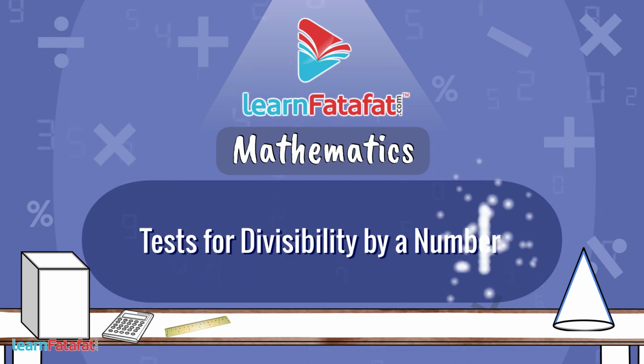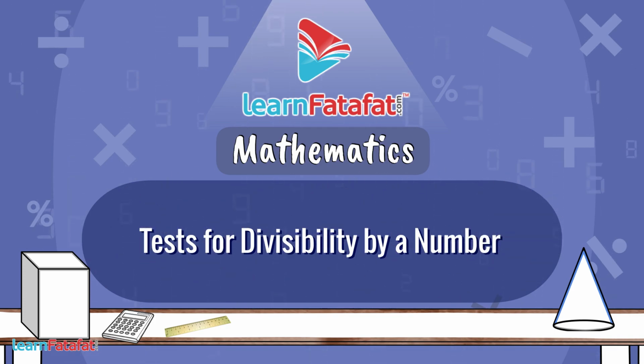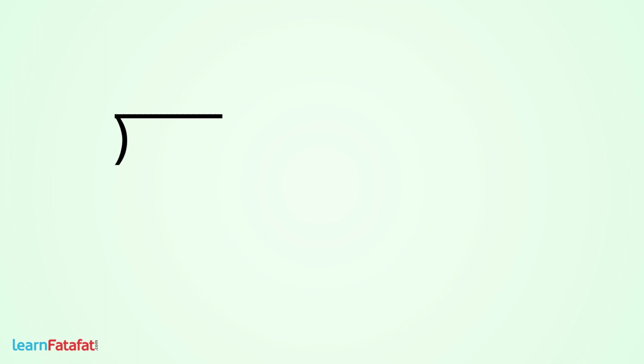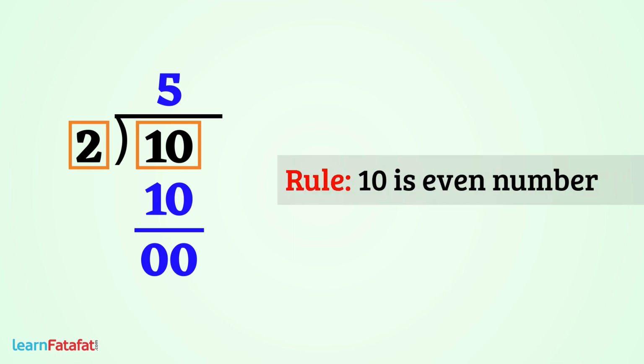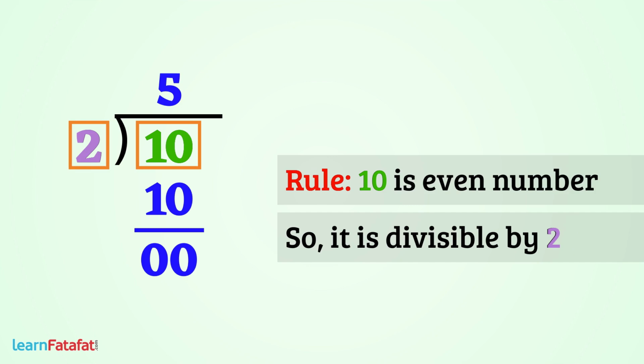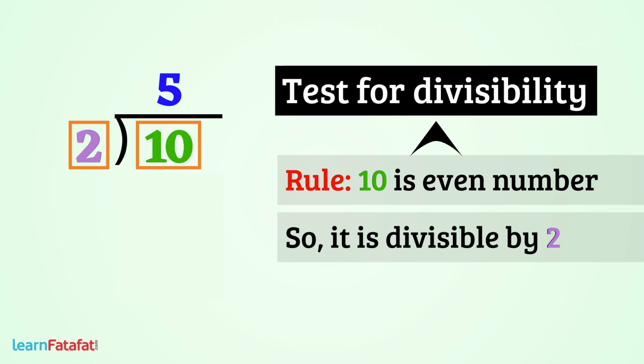Test for divisibility by a number. We usually perform division of two numbers to determine if a number is divisible by another. There are some rules by which we can determine if a number can divide the given number completely without carrying out actual division. These rules are termed as tests for divisibility.